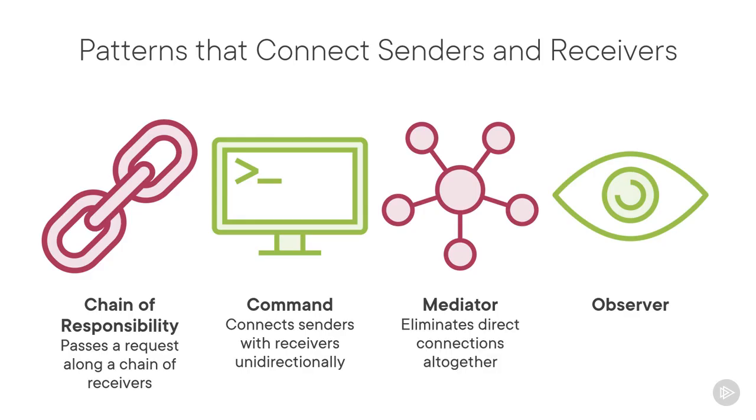The mediator eliminates direct connections altogether. Communication runs through that mediator. And lastly, we've got the observer. That one allows receivers of requests to subscribe and unsubscribe to them at runtime. This pattern is coming up in the next module. But before we can get to that, let's have a look at the module summary.